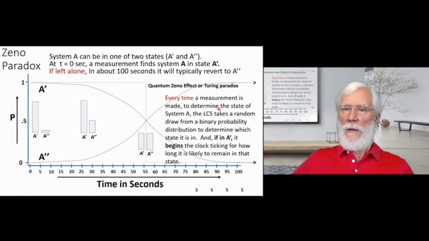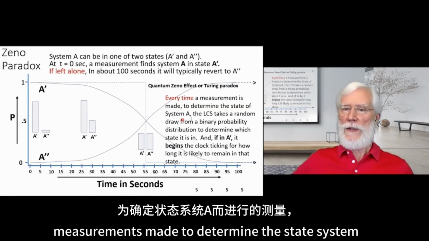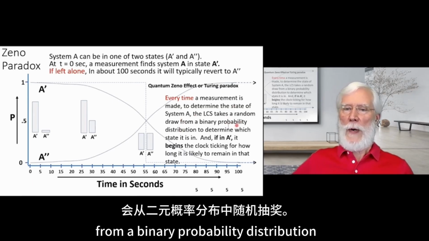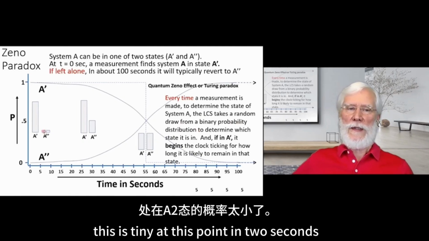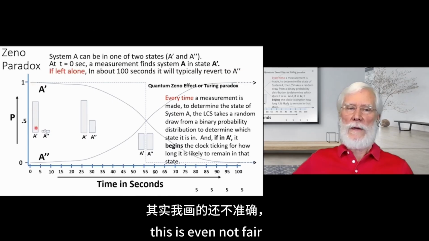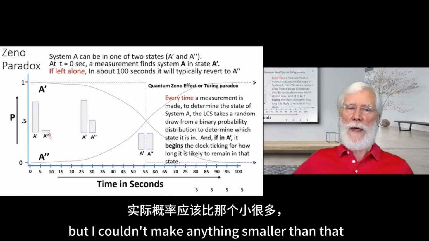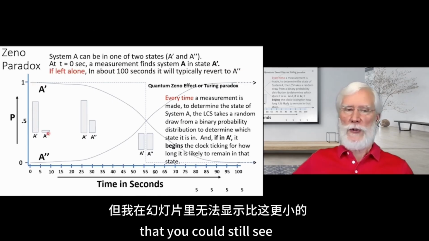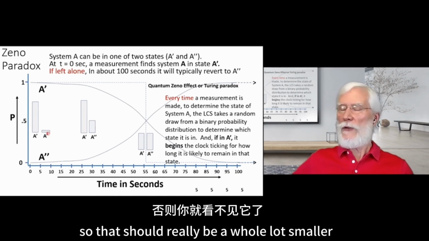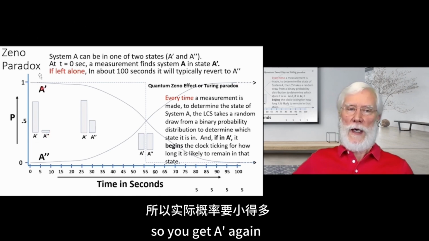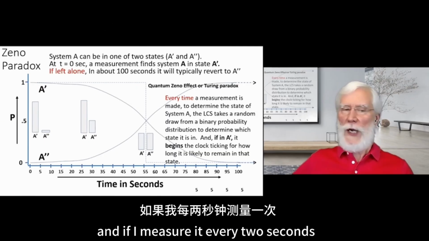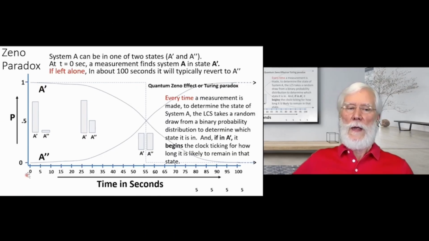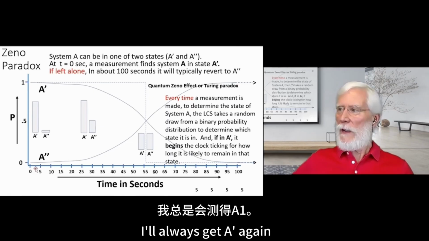So when a measurement is made to determine the state of system A, it takes a random draw from a binary probability distribution. That's this one. Well, this is tiny. At this point in 2 seconds, this is even not fair. It should be a lot smaller than that, but I couldn't make anything smaller that you could still see. So you get A prime again, you get A prime again. And if I measure it every 2 seconds, I'll always get A prime again.